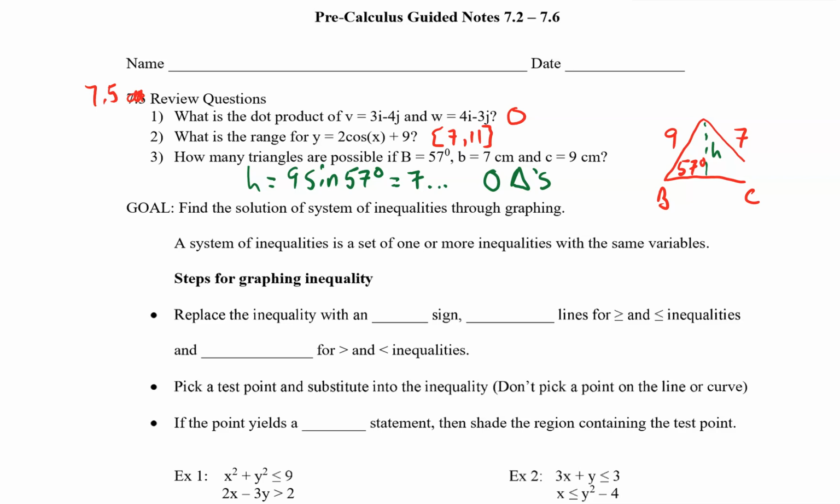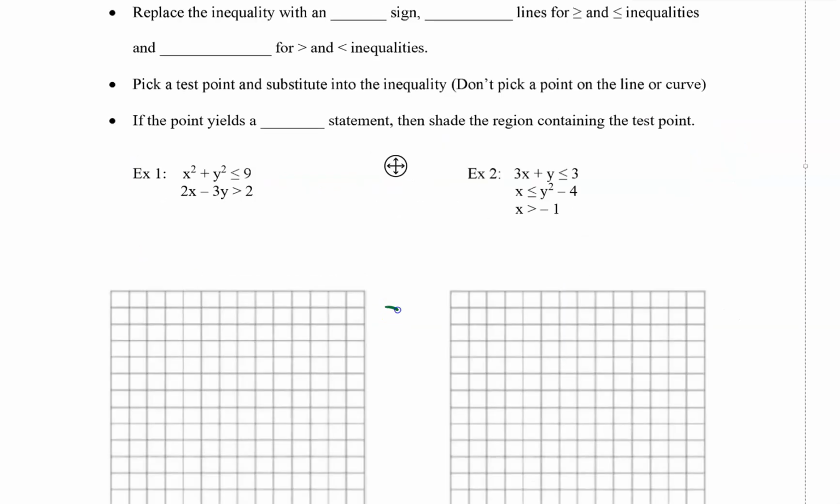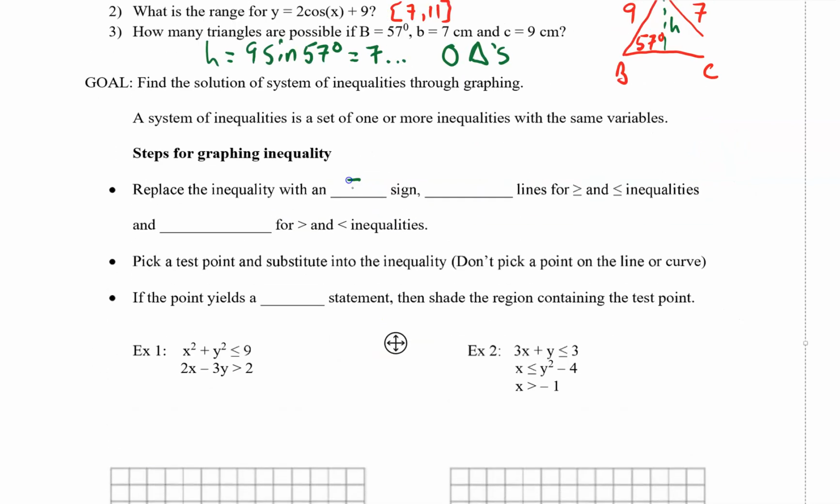All right. Our goal today, we're going to find the solutions of systems of inequalities through graphing. A system of inequalities is a set of one or more inequalities of the same variable. Steps for graphing an inequality. Replace the inequality with an equal sign, so that you just have regular equations, and then you're going to solve those equations however you need to be able to graph.